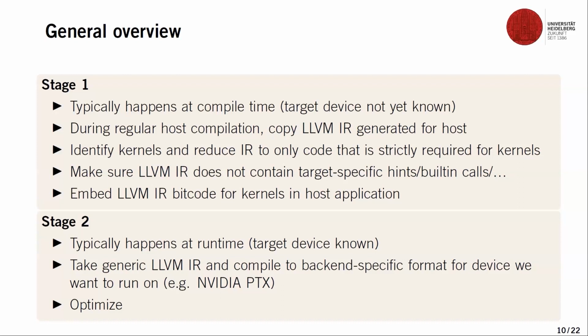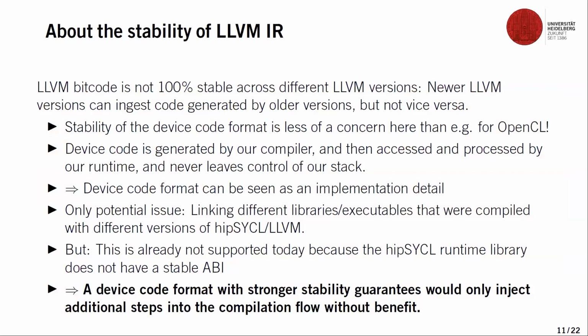And then there is stage 2, which is executed when the target device is known, where we take the generic LLVM IR and compile it to a backend specific format that we can actually execute. And this is also where the main compiler optimizations for kernels take place.